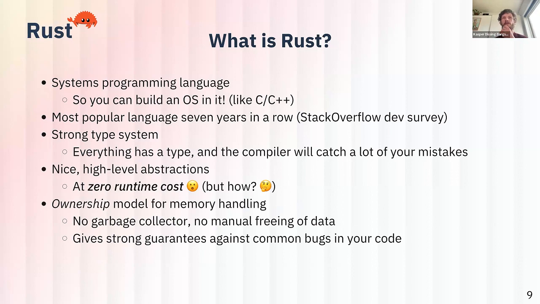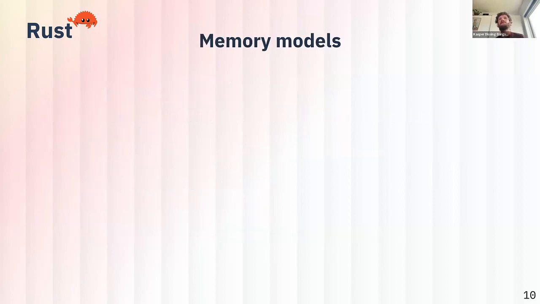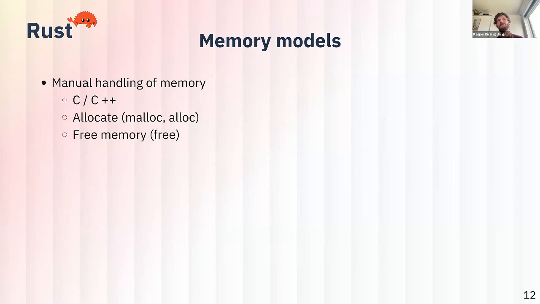And this ownership model also gives a lot of strong guarantees against common bugs in your code, especially when you're doing concurrent code. I'll dig into this memory model a little bit. As you might know, in languages such as C and C++, you have this manual handling of memory where you use alloc and malloc, and then you have to use your memory and then you free it in the end.